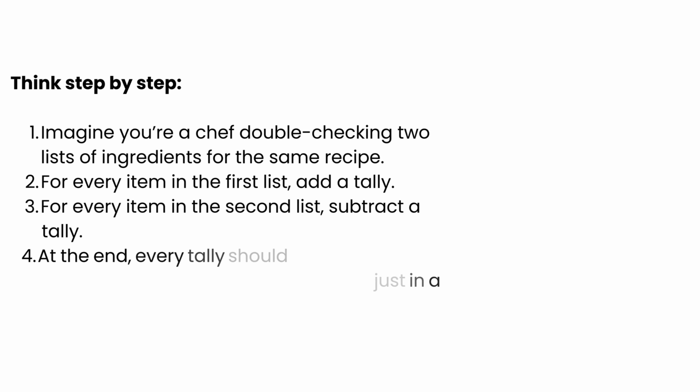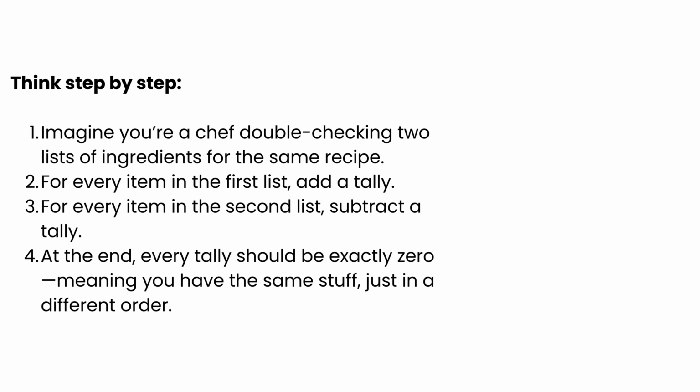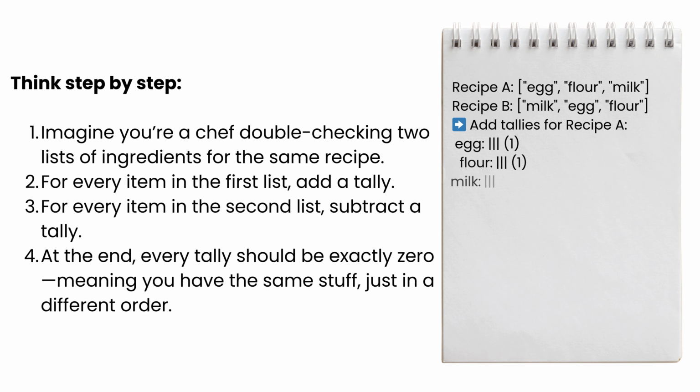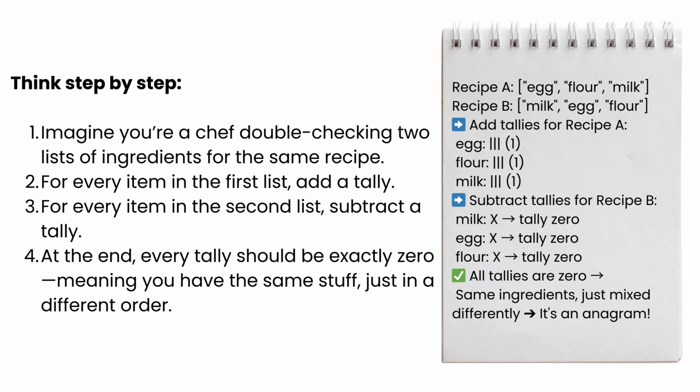Imagine you're a chef double-checking two lists of ingredients for the same recipe. For every item in the first list, add a tally. For every item in the second list, subtract a tally. At the end, every tally should be exactly 0, meaning you have the same stuff, just in a different order.